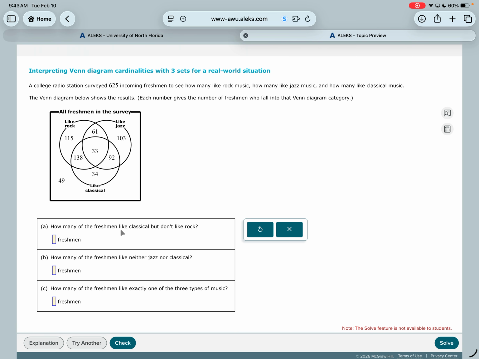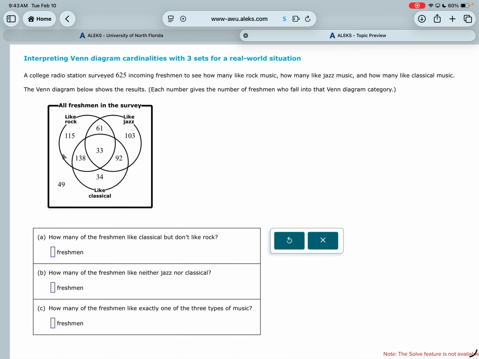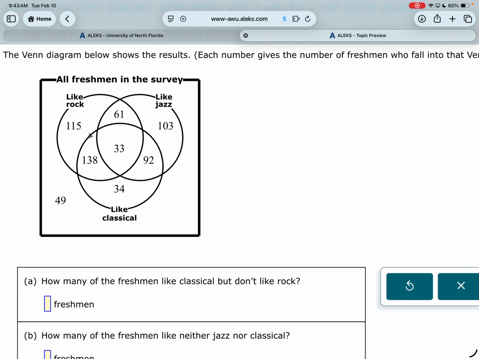So here, college radio station talking about different music genres. So again, just be careful of the wording. We're just reading it right here. May have to use the calculator a little bit. So how many of the freshmen like classical but don't like rock? Okay, classical but don't like rock. So the classical circle includes all these, 138, 33, 34, 92. But I don't want to include the ones that have rock. So it's just going to be 92 and 34. So that would be 126 if I add those up.